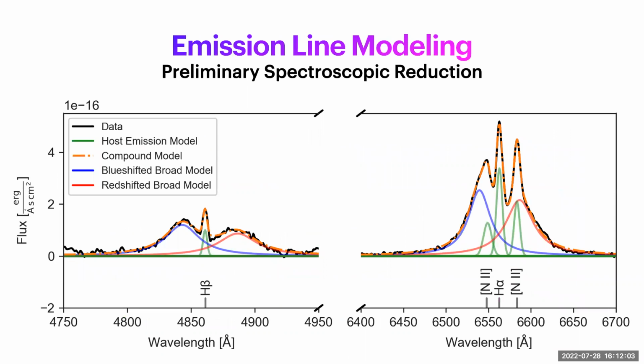But this doesn't stop us from trying to do science where we can. So we developed a modeling framework that lets us simultaneously model all emission features at the same time in these spectra. And we, of course, disambiguated some of the narrow line features we think are from the host, which are shown in green.